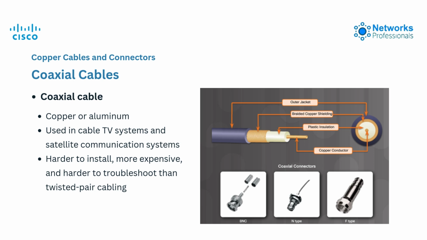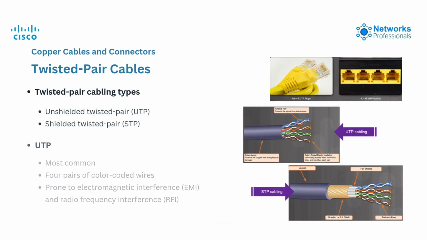Pros. Better shielding against interference than twisted pair cables. Suitable for long-distance signal transmission. Cons. Harder to install due to its thickness and stiffness. More expensive compared to twisted pair cables. More difficult to troubleshoot.